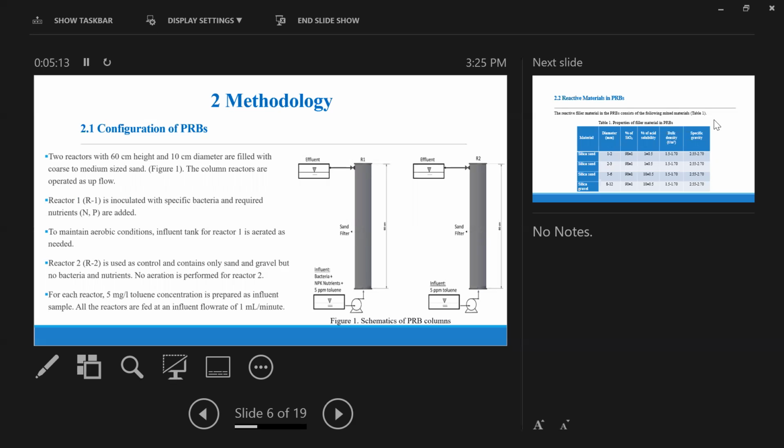The dimensions were 60 centimeters height and 10 centimeters diameter, and these two reactors are filled with sand and gravel. Reactor 1 was inoculated with microorganisms, bacteria, and also nutrients. But reactor 2 was not inoculated with bacteria and was not given any nutrients. For both reactors, we added toluene, and the influent toluene concentration was 5 ppm, 5 milligrams per liter. We used a peristaltic pump to feed these reactors at a flow rate of 1 milliliter per minute, and the reactors were operated as upflow reactors.